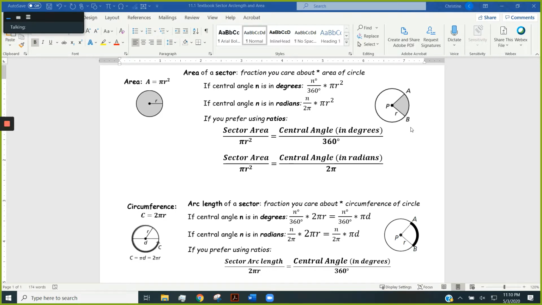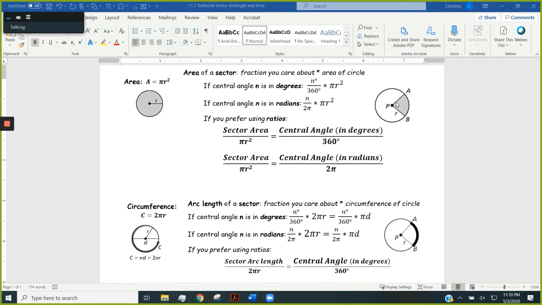If this was a pizza, and let's say your pizza was in 16 slices, and you only ate 3 of those slices, you're saying the fraction of the pizza that mattered to you were those 3 out of the entirety of 16. So we can think about this as saying fraction that you care about, or the shaded region, times the entire area. And to find that fraction, we typically think about the size of the angle.